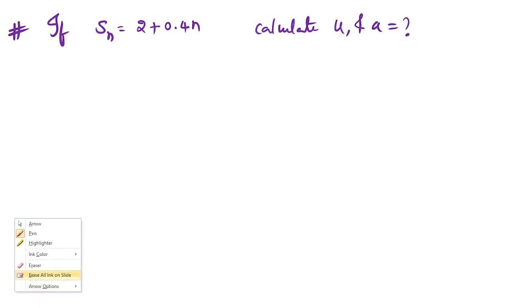Write down. If a particle covers a distance Sn equals 2 plus 0.4n, calculate the initial velocity and acceleration.